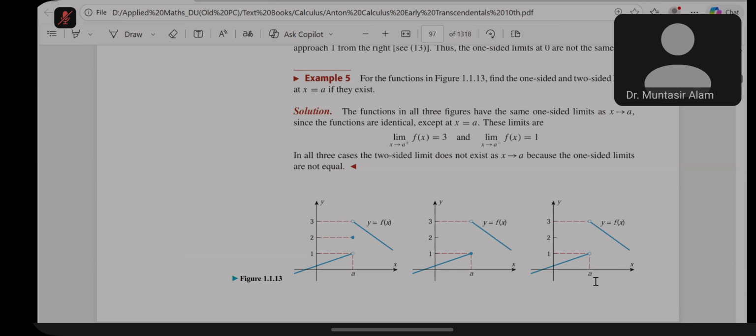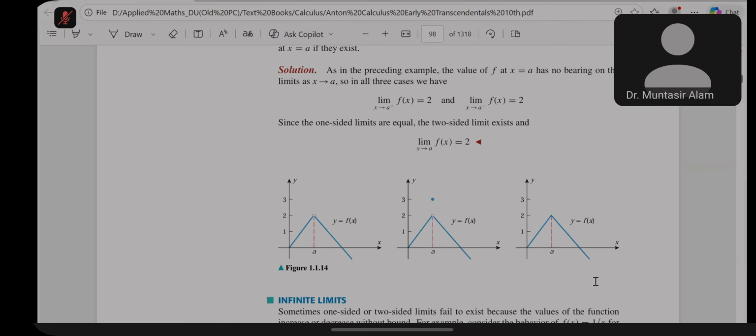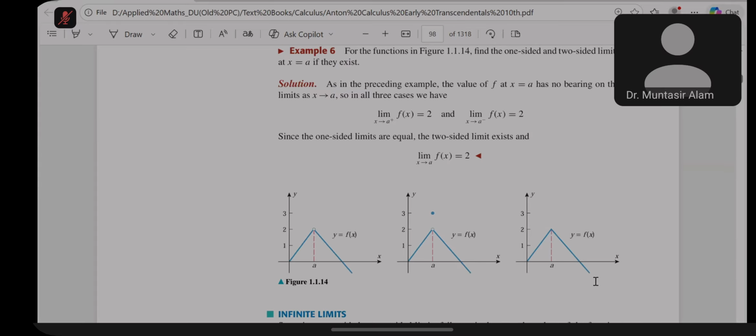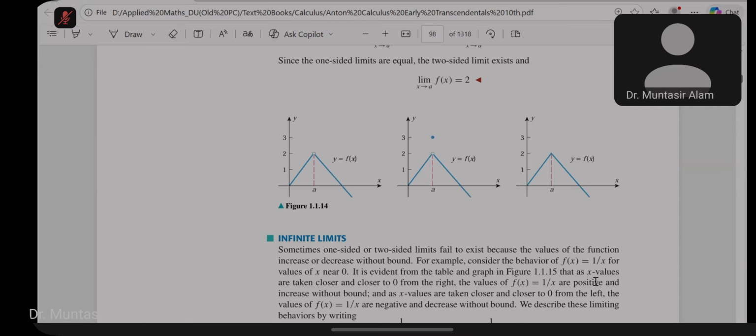Therefore, the limiting value of the function is 1 for the left hand limit and 3 for the right hand limit. But still, there is no function value at x equal to a. Okay. All right, so move to the next example.